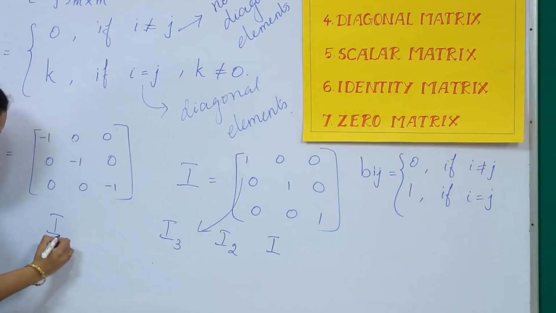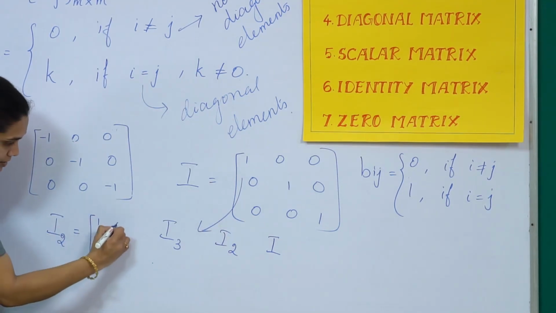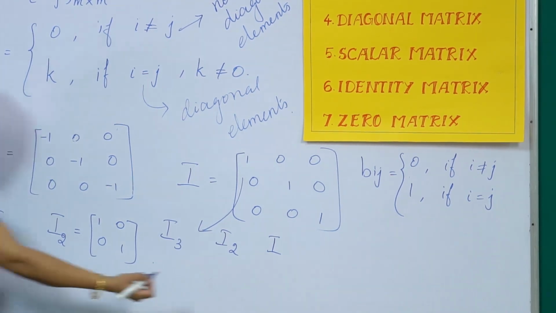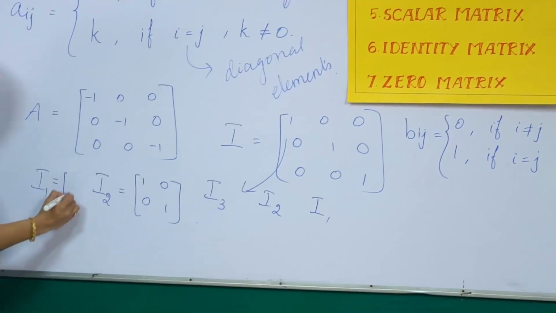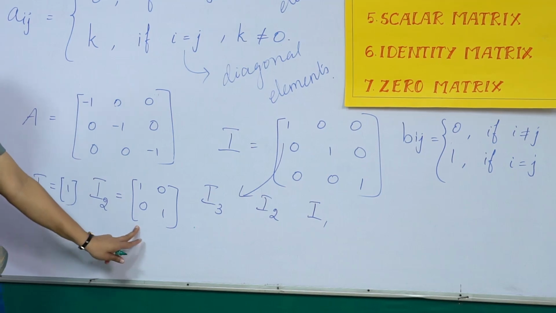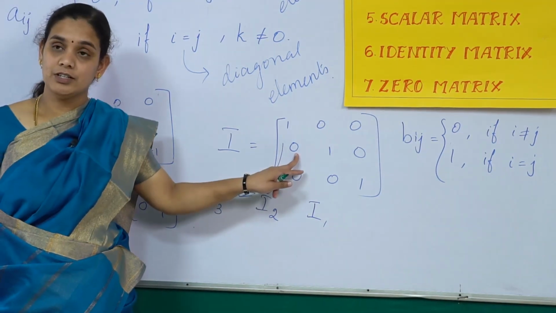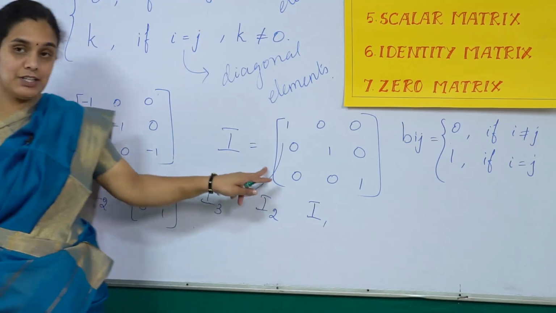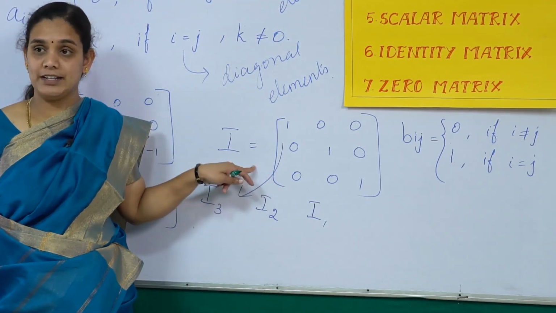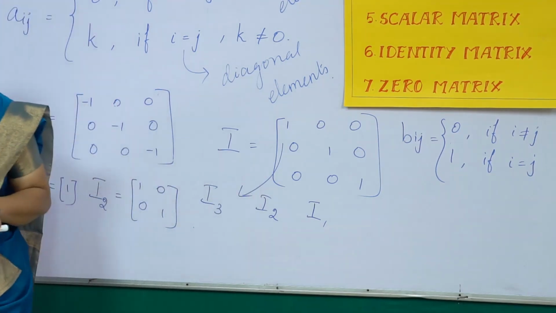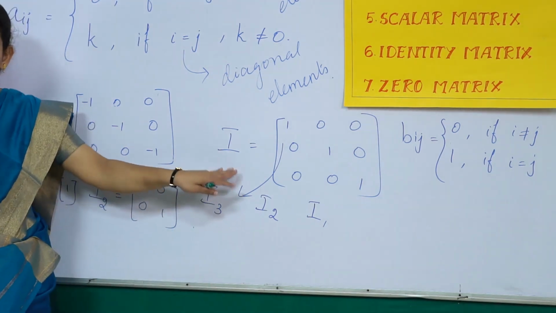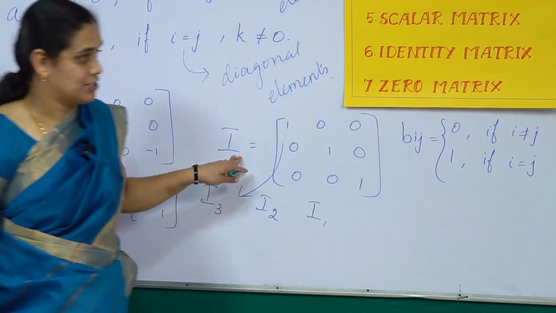Let me write I2: 1, 0, 0, 1. Okay, then what will be I1 or I? We can write it as 1. So this is of order 1, this is an identity matrix of order 2, and this is an identity matrix of order 3. So this identity matrix plays an important role in matrices. It acts like 1 in the real numbers. See how it is useful for us, like 1 in the real numbers. In a similar way it also works. So it's a very important matrix.